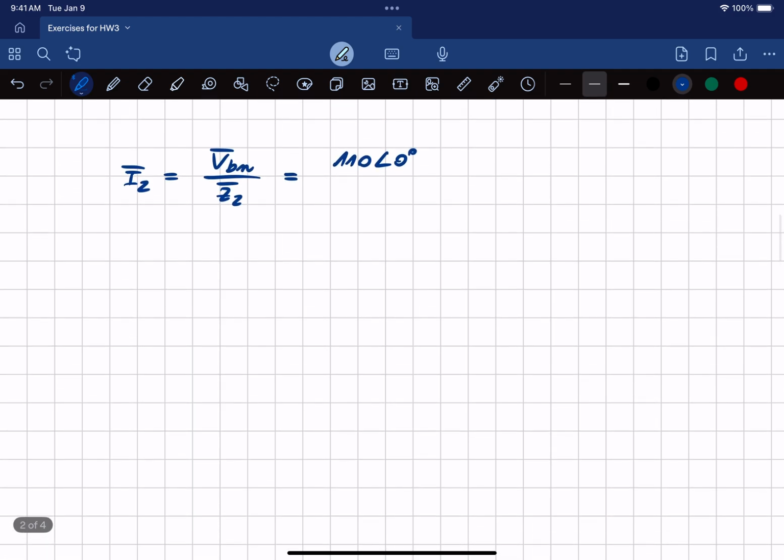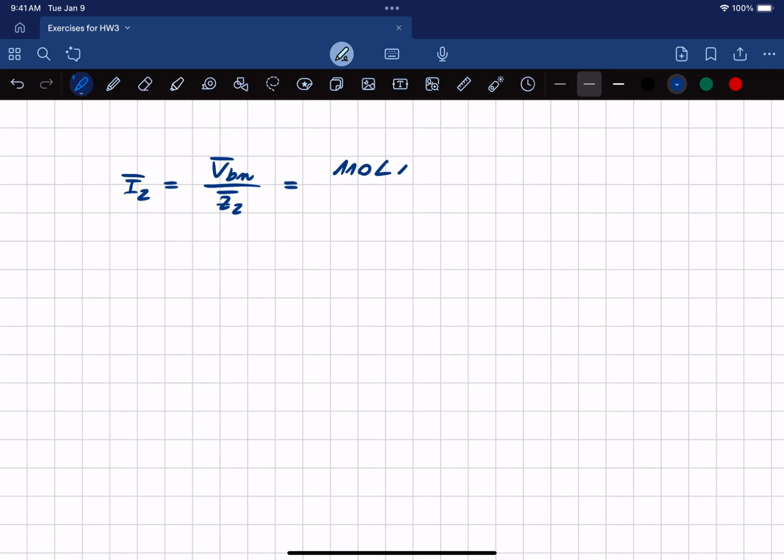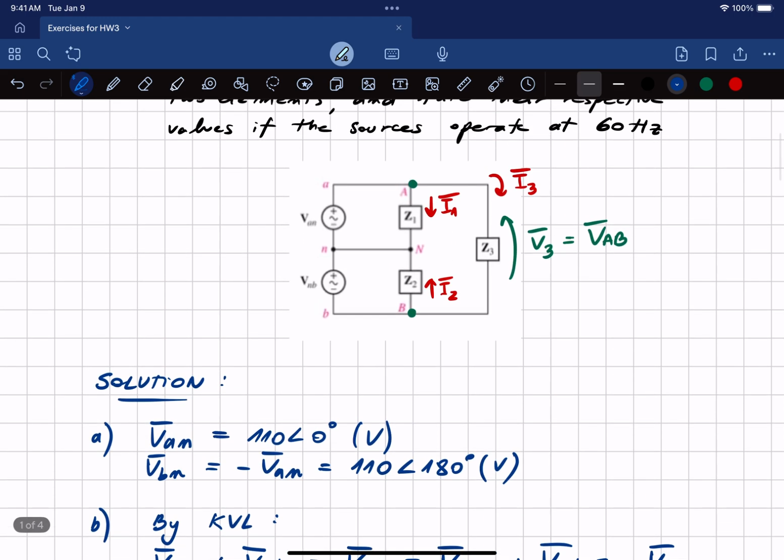Angle 180, we said, okay. 180 divided by Z2, which is 100 plus J45, okay? Again, here we can be a little different, and we could define the current this way. It would be completely fine. The only thing that is going to change is the angle. The module is still going to be the same. But we need to be consistent, basically. In this case, it doesn't matter. I use that definition, and let's keep with that.